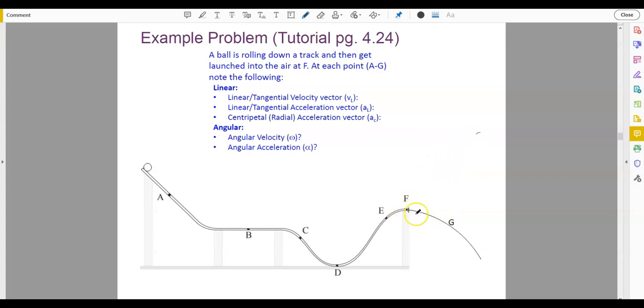And then it's going to get launched in the air where it passes through G and then probably hits the ground somewhere later on. So what I want you to do is draw the vectors for the tangential velocity vector, the tangential acceleration vector, the centripetal acceleration vector, if it's there, omega and alpha. All right. Go ahead and pause the video and try this out.